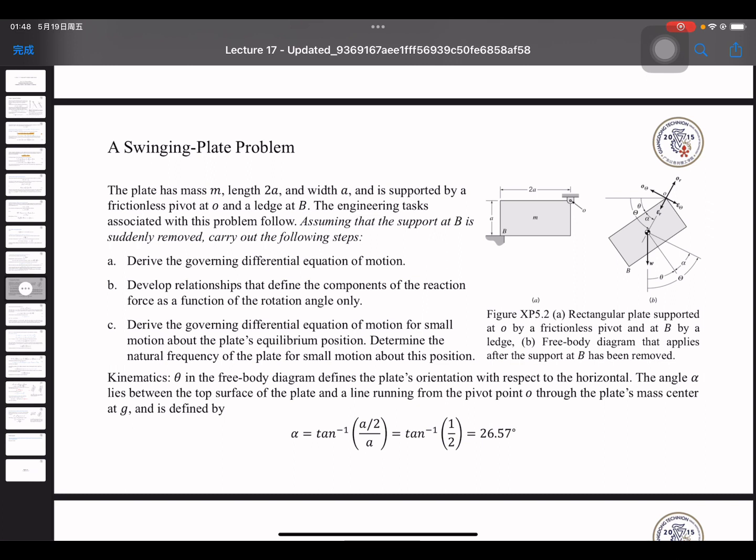Assuming that the support at B is suddenly removed, carry out the following steps. First, derive the governing differential equation of motion. Second, develop the relationships that define the components of the reaction force as a function of the rotation angle only. Third, write the governing differential equation of motion for small motion about the plate's equilibrium position. Determine the natural frequency of the plate for small motion about this position.